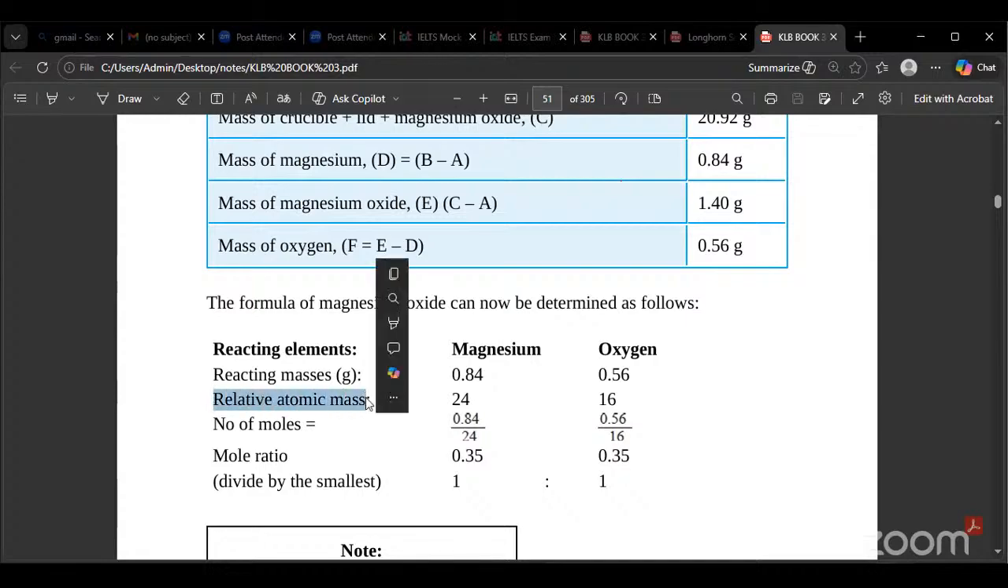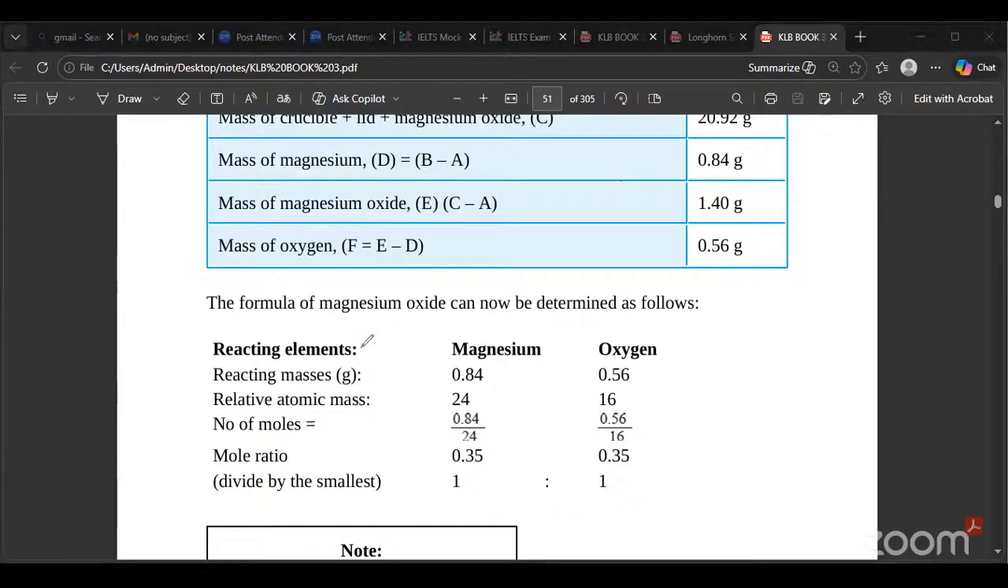Relative atomic mass. Now the number of moles, this one they have not given us, but we already know that the number of moles is equal to mass over RAM. So the mass is 0.84, RAM is 24 for magnesium. It should be changing depending. So 0.56 over 16. Now whatever you get, after you have gotten that one, there's something that is not mentioned in this one, but I have to say. You divide by the smallest value.